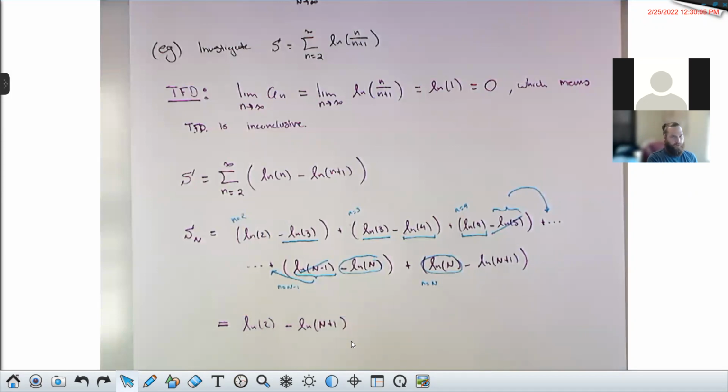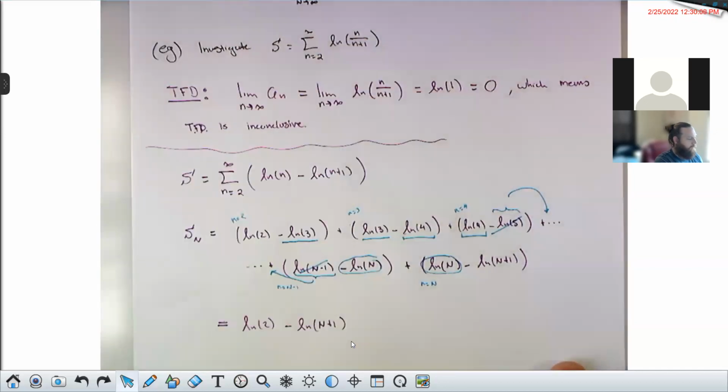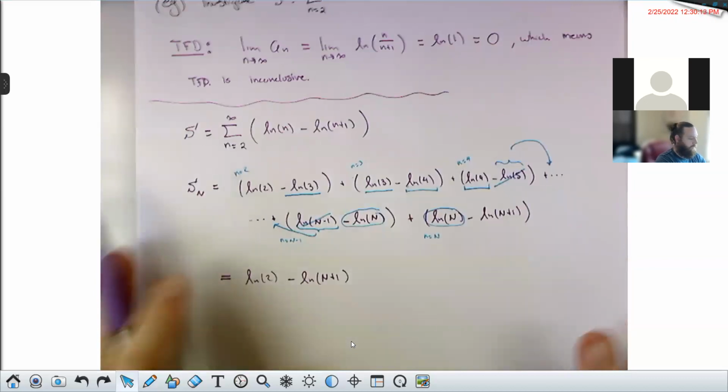So TFD was inconclusive. TFD didn't do the job. But treating it as a telescoping series, we're able to get a nice formula for Sn.